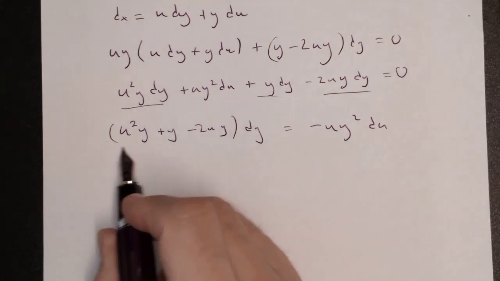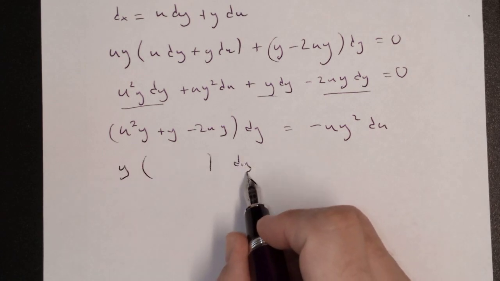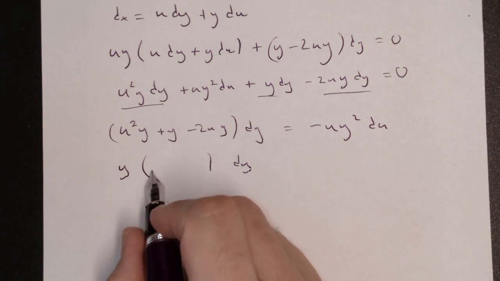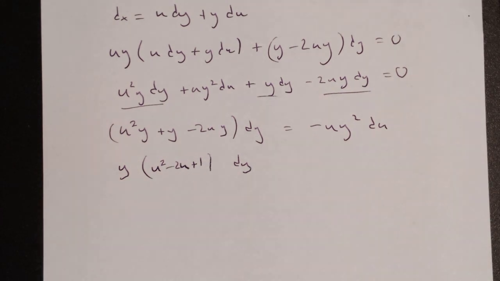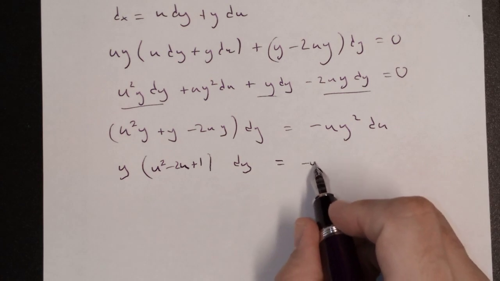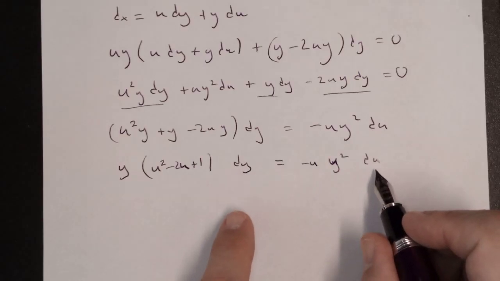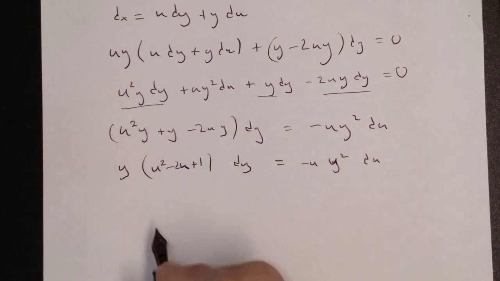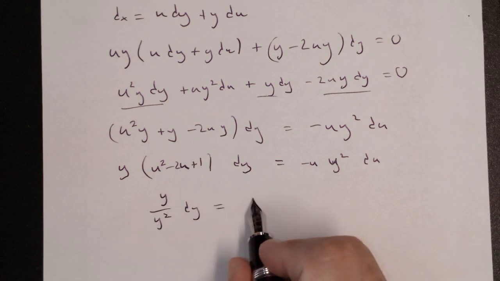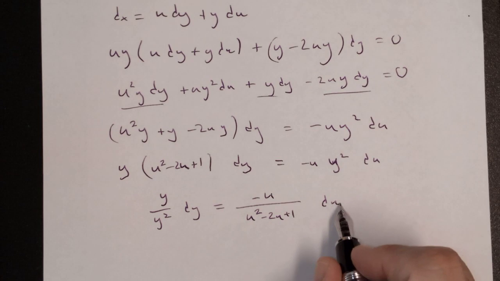Hey, there's a y in every part of this, yes? Let's factor it out. What's left behind? u squared minus 2u plus 1. On the other side, minus u y squared du. All right, the u is over here, the du is over here, the dy is over here. So let's make all the y's go to this side and all the u's go to that side. y over y squared dy equals minus u over u squared minus 2u plus 1 du.